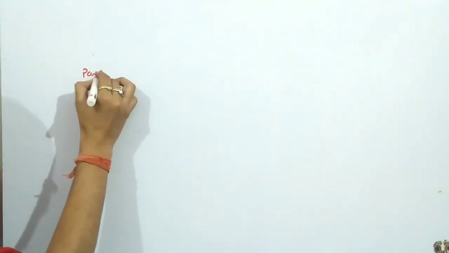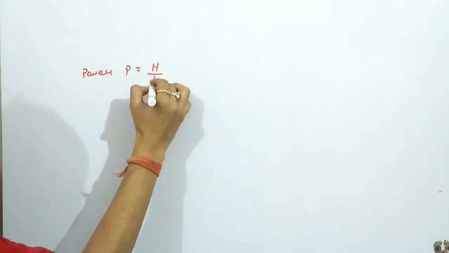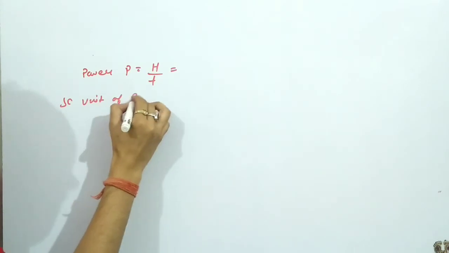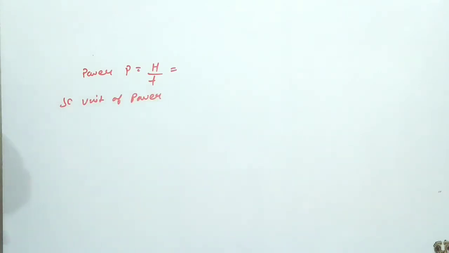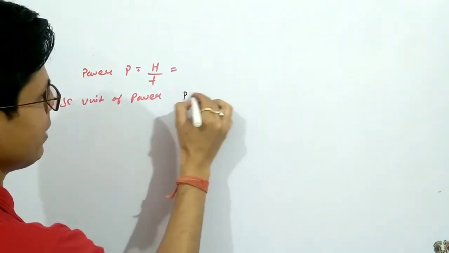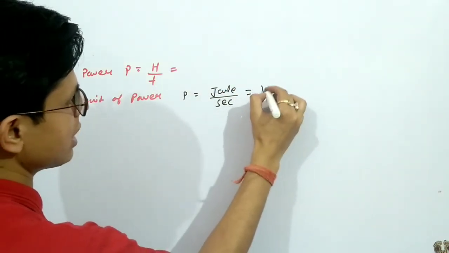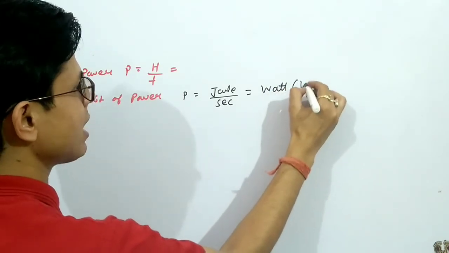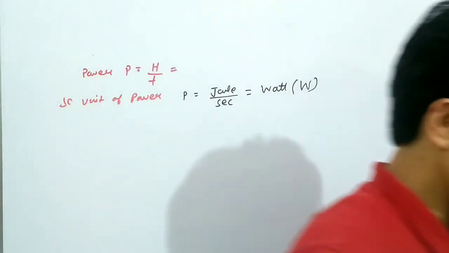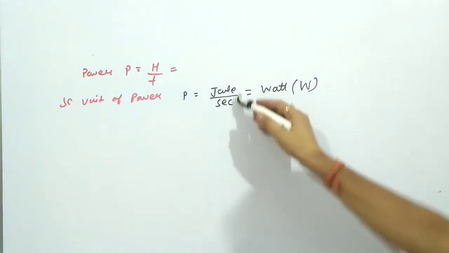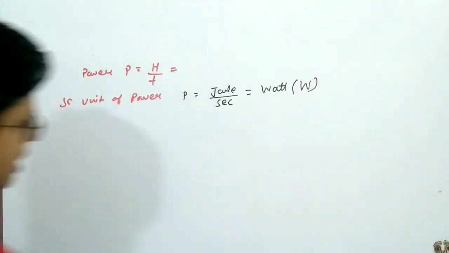Now we know power P equals H upon T. What will be the unit of power? The unit of power is joule per second. This is called watt, represented by capital W. So the unit of power is watt. You can write joule per second or watt.